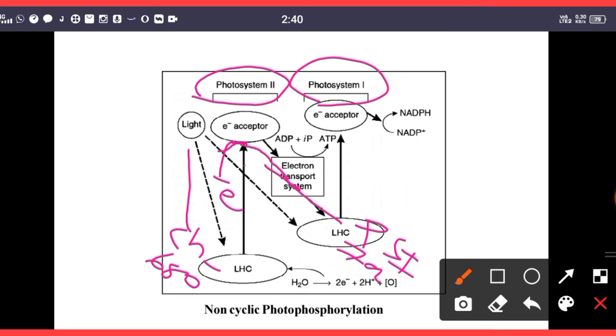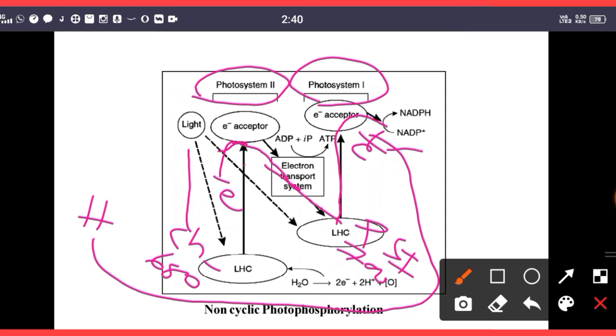In PS1, P700 chlorophyll is there, from which electrons pass through electron acceptors and are finally added to NADP. When the electrons are added to NADP, and protons already formed are moved in an indirect way and added, both protons and electrons are added and NADP plus is converted into NADPH.